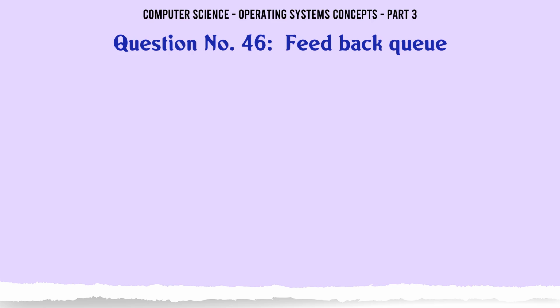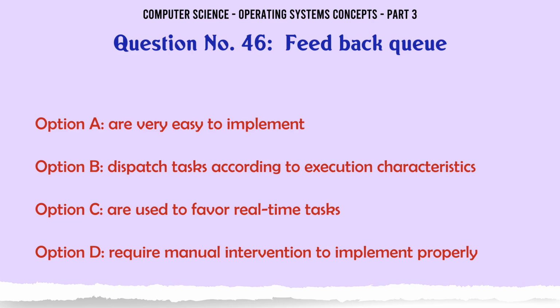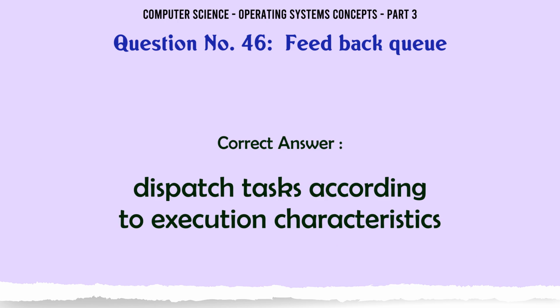Feedback queues A. Are very easy to implement, B. Dispatch tasks according to execution characteristics, C. Are used to favor real-time tasks, D. Require manual intervention to implement properly. The correct answer is dispatch tasks according to execution characteristics.